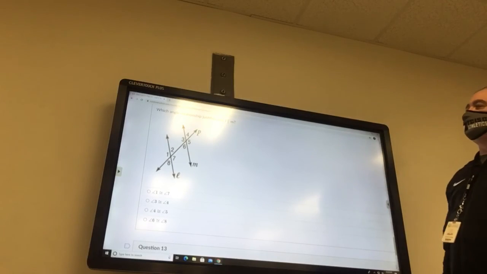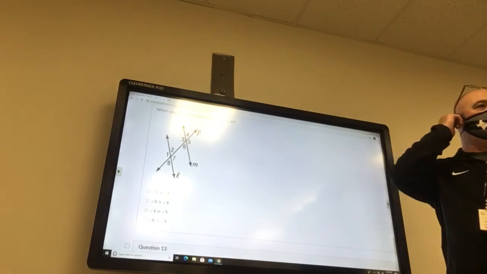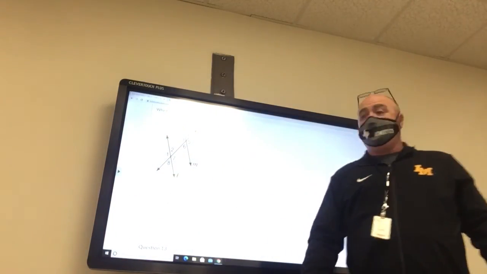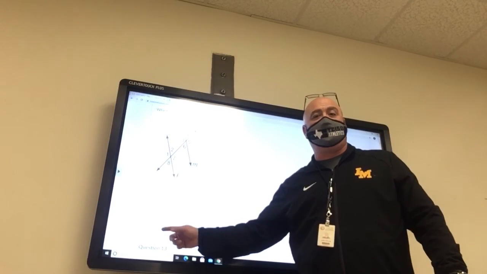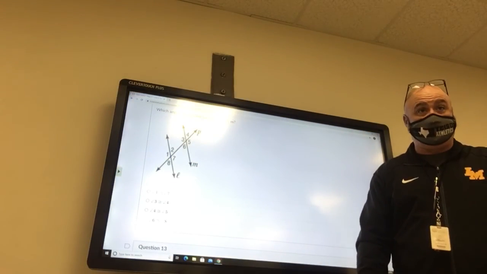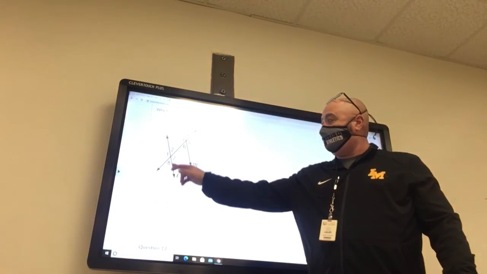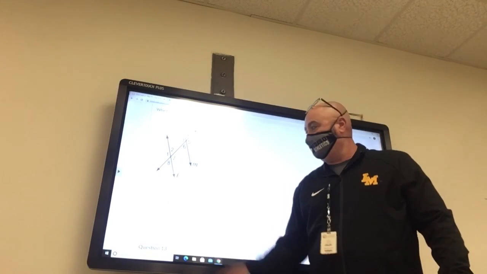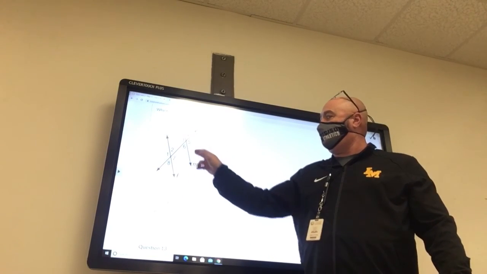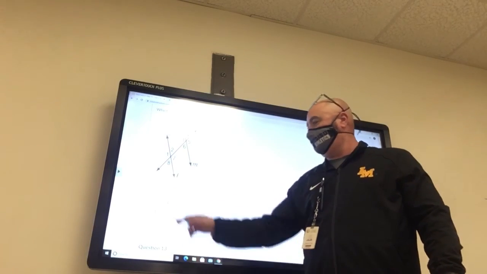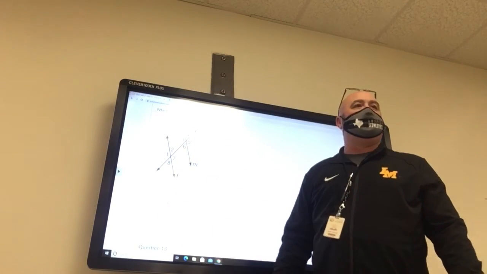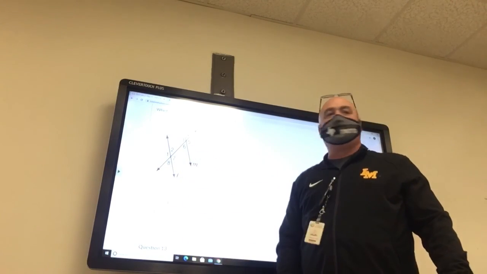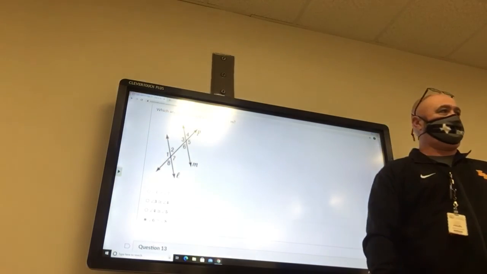Which angle relationship justifies that L is parallel to M? We're talking about two lines, L and M. So whatever angles we're talking about here have to be on L and M. Angle 1 and 7. Are they both on L and M? No, they are not. 3 and 4. Are they both on L and M? No, they are not. 4 and 5. Are they both on L and M? No, they are not. 6 and 8. 6 is on M. 8 is on L. That's my answer. Okay?